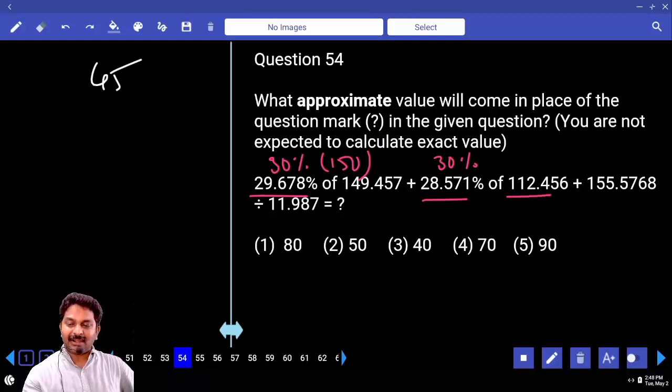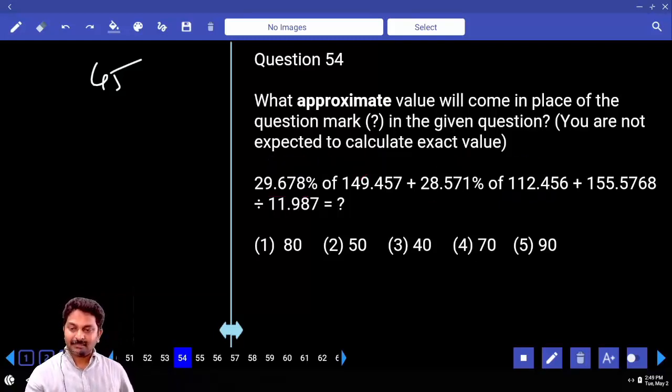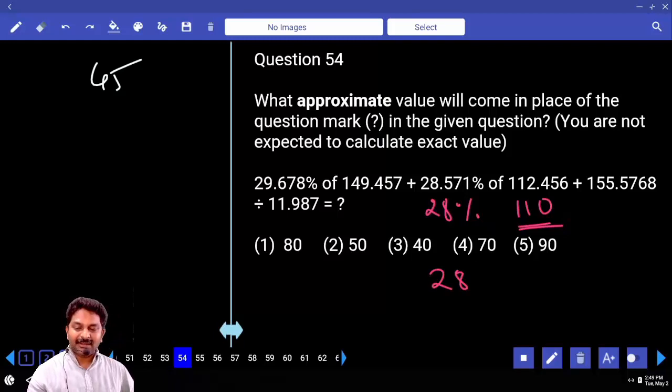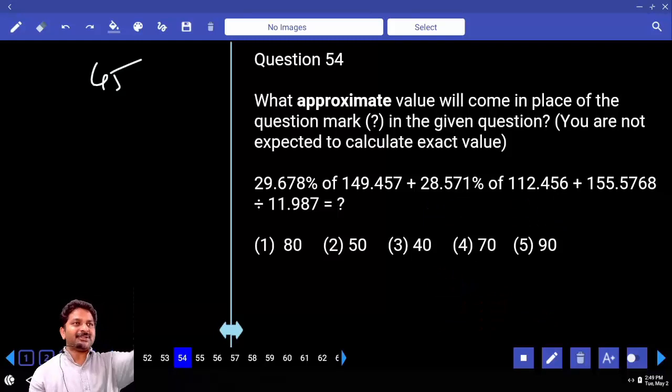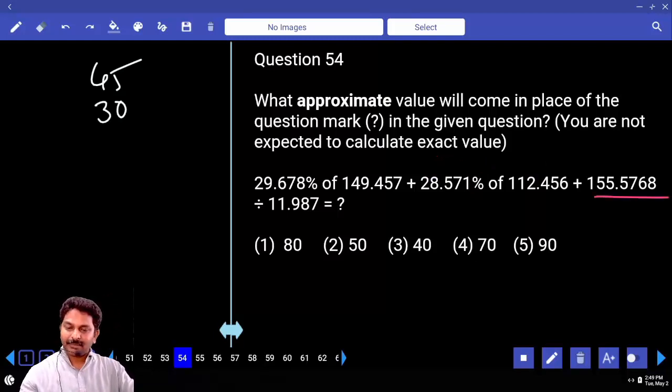I want to increase this number and then decrease this number. Do you have any problem? ఏ రాయి అయినా ఒకటే. 28% of 110 or 110% of 28. 100% 28. 10% 2.8. Both together 30.8. Maximum difference ఎంత వచ్చింది? 1. నేను దాన్ని ఏమన్నాను? 30% ఆఫ్ 100 అన్నా. ఎంత వచ్చింది? 30. అంతకుముందు పద్ధతిగా చేస్తే 30.8 or 31. Hardly difference 1. So we need not to consider. ఓకేనా? Right. Next.